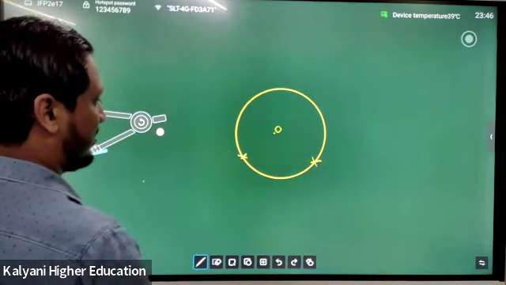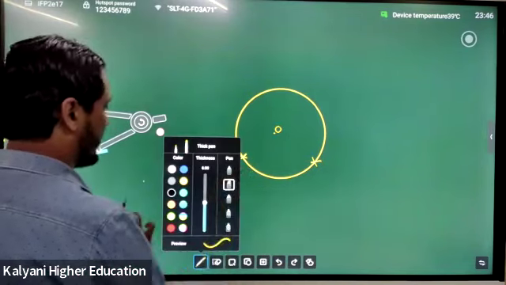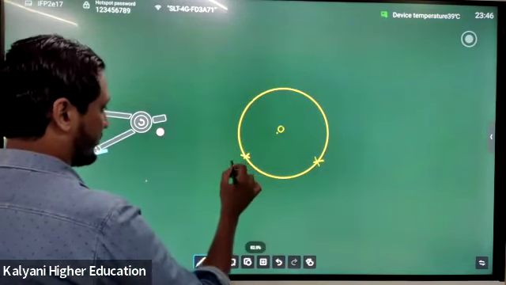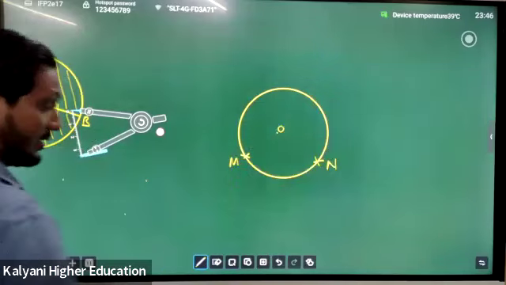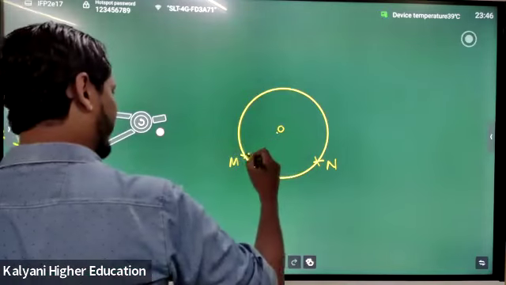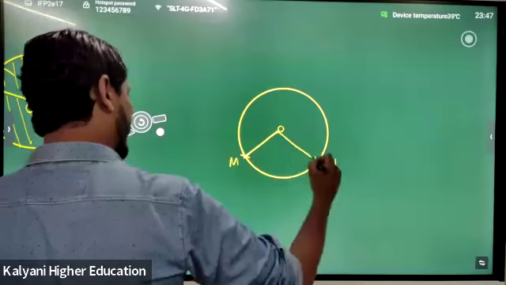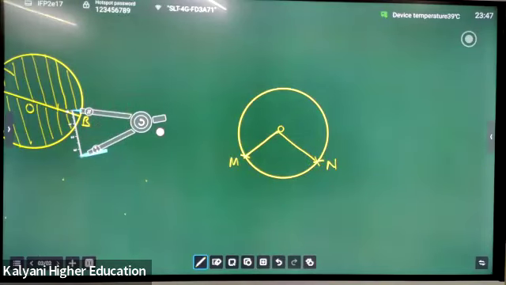Okay, fine. M and N. I'll mark M and N. This is M and this one is N. That means one should be minor, the other one should be major. And they asked us to join what and what? OM and ON. Now they said color the sector, but the central angle should be a reflex angle.